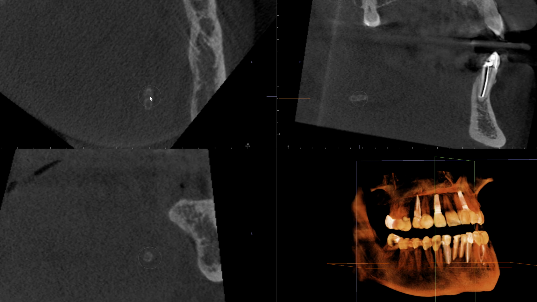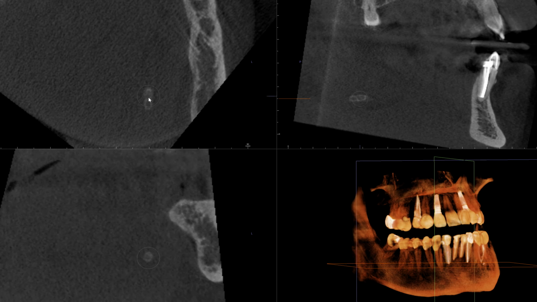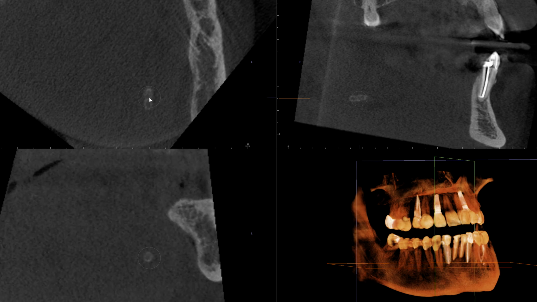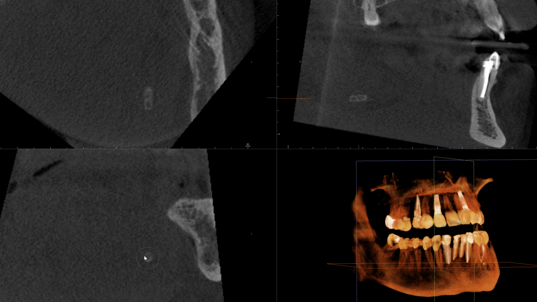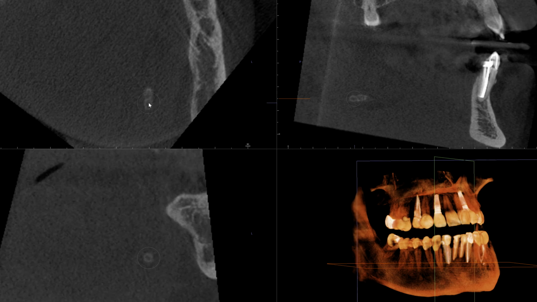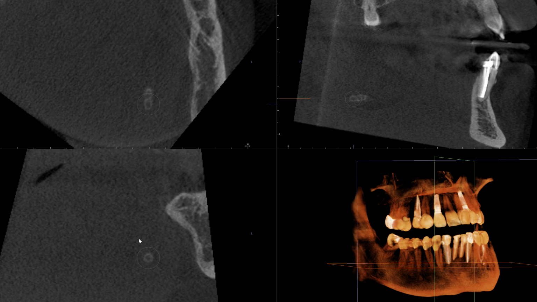Let's look at this coronal view, and as I scroll in the AP direction, you can see the calcification is more prominent along the periphery and less so toward the center of the sialolith.